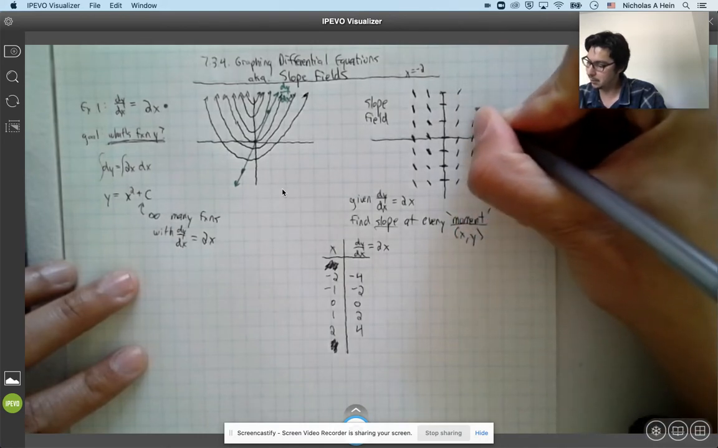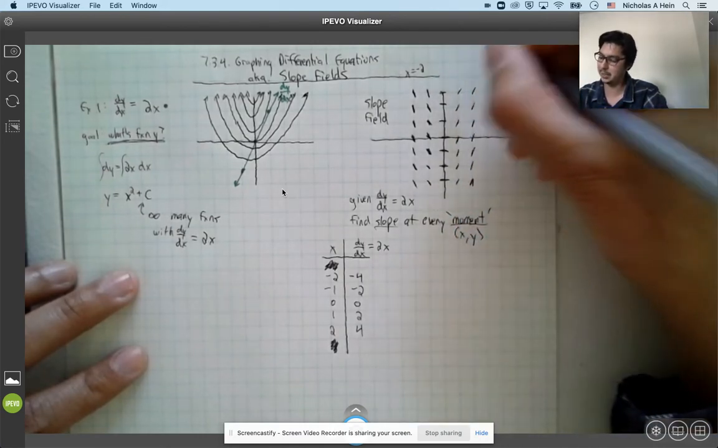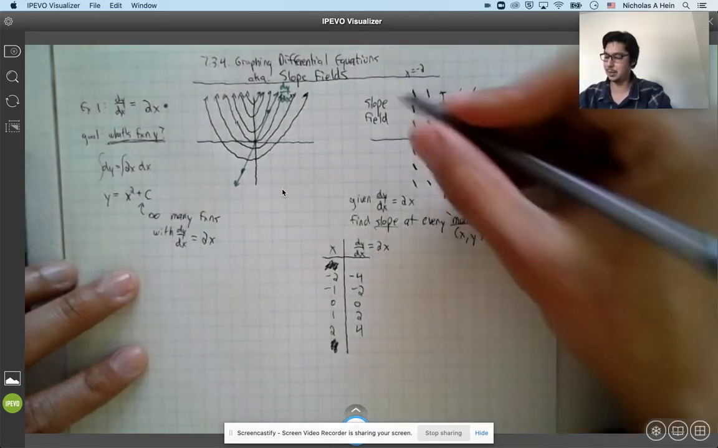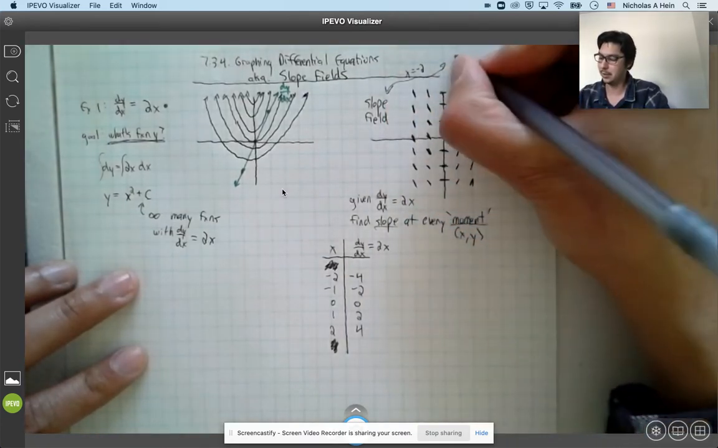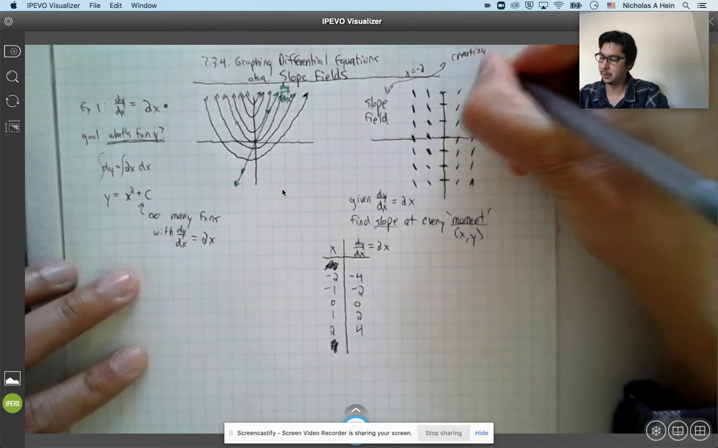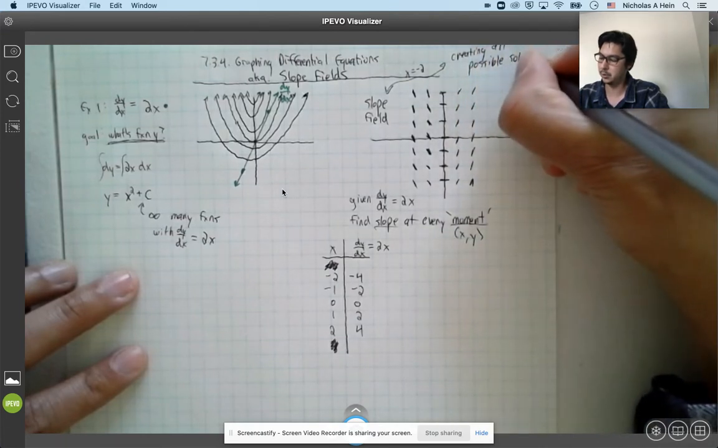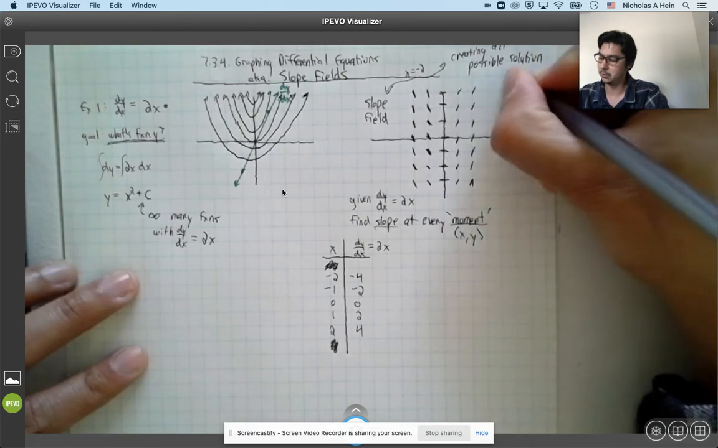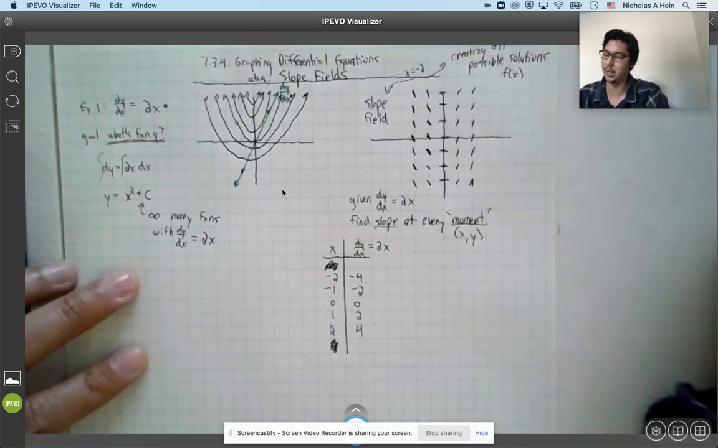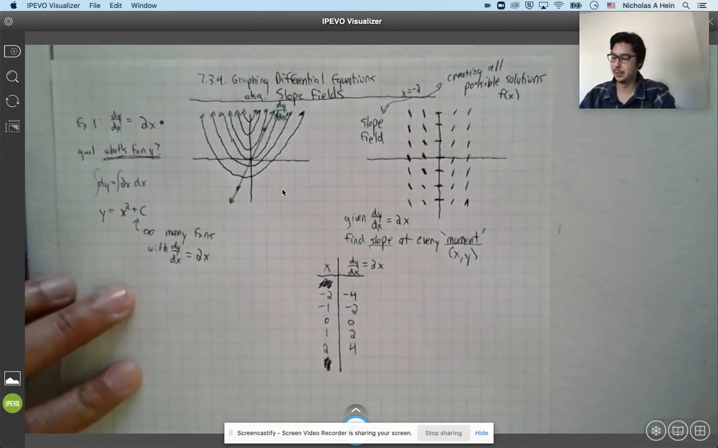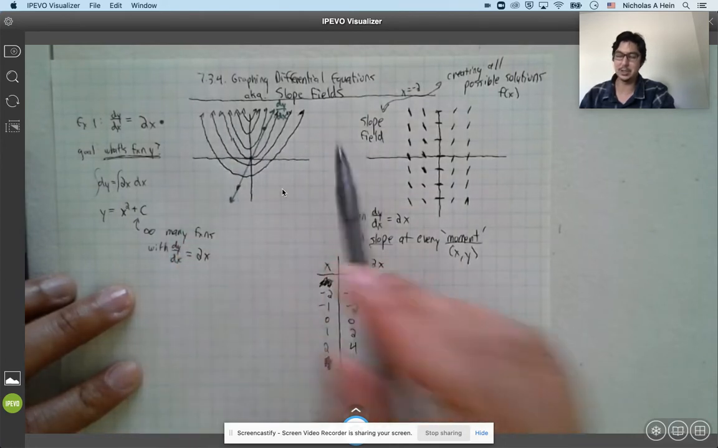And you can see that what we're trying to do is basically create all possible solutions, f of x or y, whatever we've been using. And that's the same idea with the problem, it's just not connected.